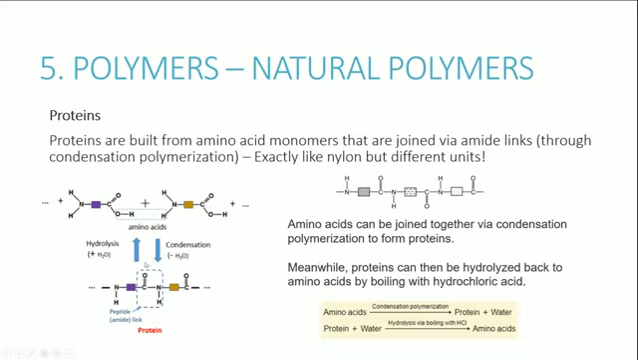You can actually reverse the process by adding water to break down the formed polymer back into its simplified amino acids or monomers. And so that here is just demonstrating that. You can actually hydrolyze it by boiling it with hydrochloric acid to make it back into amino acids.